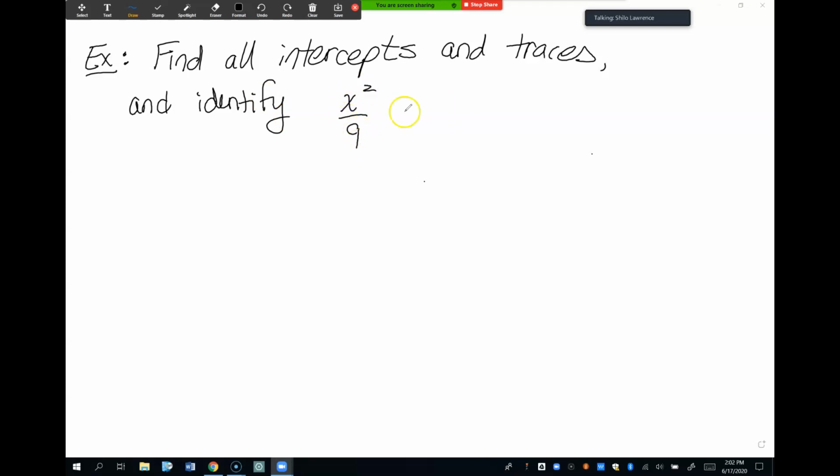x squared over 9 plus y squared over 4 minus z squared equals 1. Oh, I said squared, but I didn't write it. We are going to go through and find all of the intercepts, all of the traces, and then we're going to use the trace information to try to identify the name for this quadric surface. So I'm going to start with my intercepts.